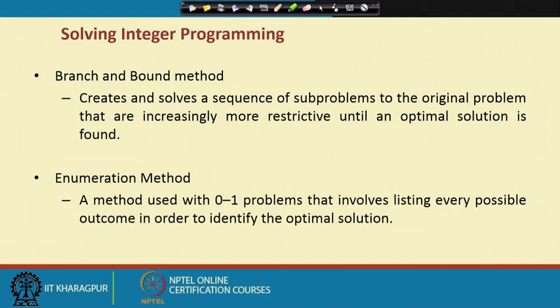So, the branch and bound mechanism. That means we like to check whether the values of the decision variable are integer type or not. If not, then we find out the particular variable out of all the variables.